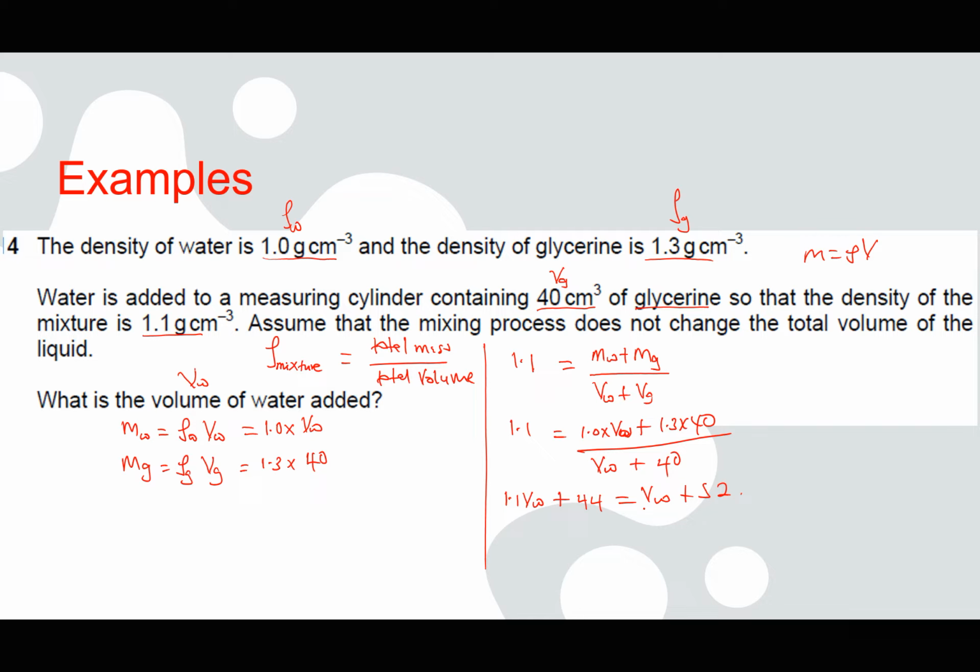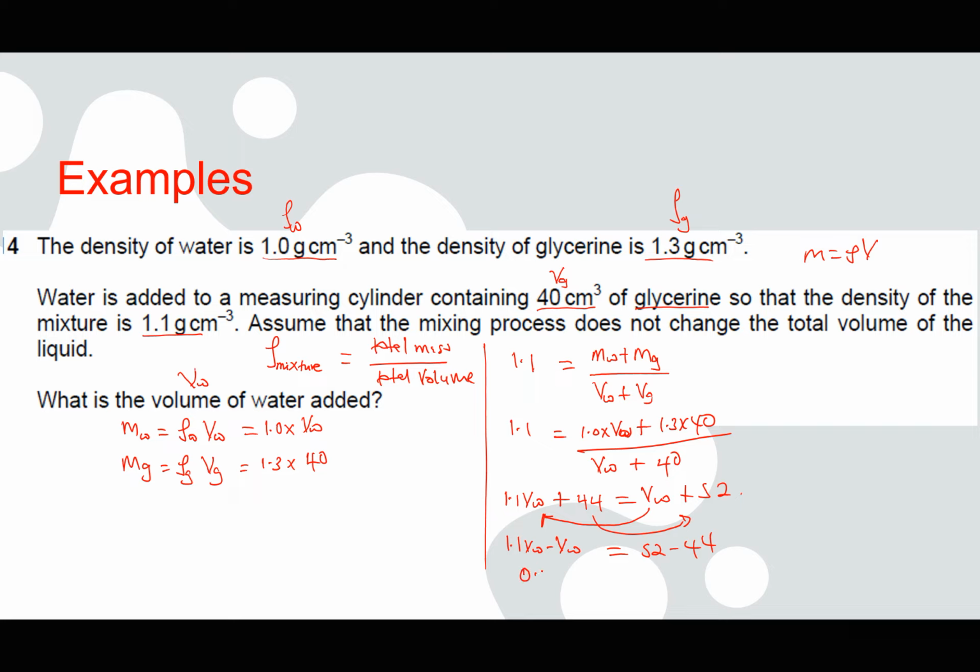So you collect like terms. I will take this one this side and I will take that one the other side. So I have 1.1 VW minus VW is equal to 52 minus 44. So this gives us 0.